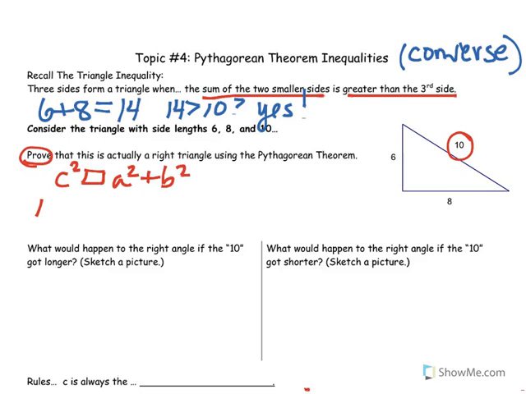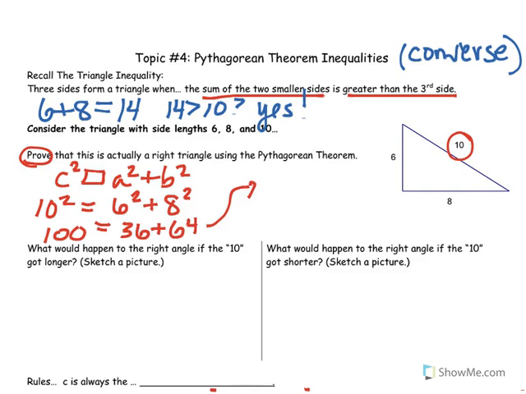10 squared, and hopefully we want this to be equal. So 10 squared hopefully equals 6 squared plus 8 squared. 10 squared is 100, and 6 squared is 36. 8 squared is 64, and then 36 plus 64 is 100, and it works. So this means we know this is a right triangle, and there could have been a right angle across from the hypotenuse. Now, let's do a little bit of a discovery here.